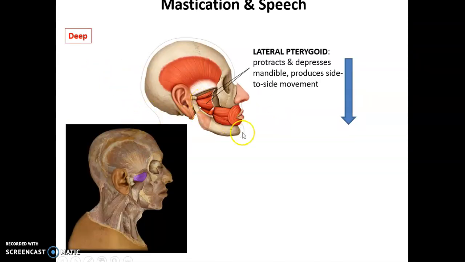Then another deep muscle that is important is the lateral pterygoid. Again, its origin is on the sphenoid bone, and it inserts into the mandible. And this deep muscle does the opposite. It helps to control our lowering of the mandible. So it can protract, stick out the mandible anteriorly, as well as depress the mandible, lower the mandible, and also produce that side-to-side motion. And this is a deep muscle.